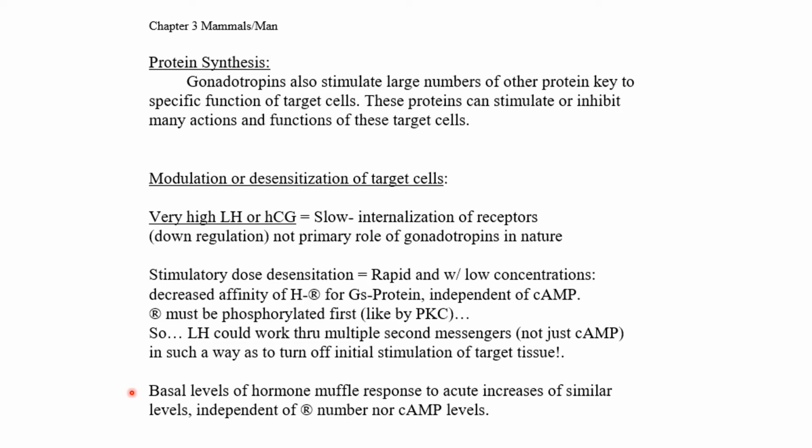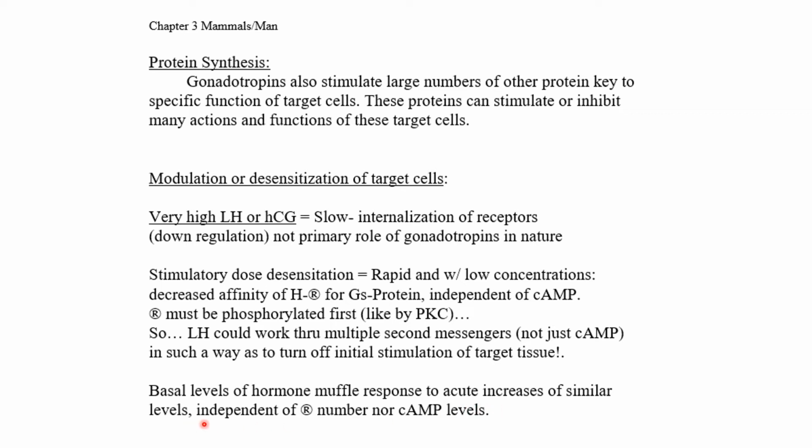So there's a check valve on the system, if you will. There's a control level on the system, and what drives that control level to keep a target cell from responding when it shouldn't be responding to the stimulatory dose, it's these basal levels. So why are hormones released in low levels continuously? It's to just kind of keep the system running and muffle any response to very short-term increases of similar levels.